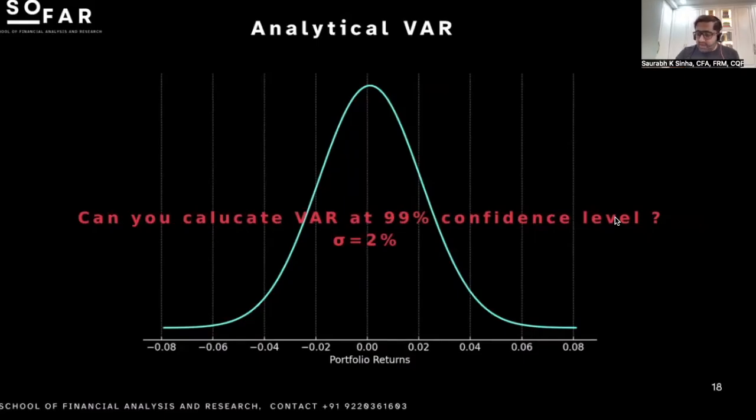So again, please calculate for 99% with the portfolio value of 100 million, and give me the two interpretations of VaR. Almost the same question. You have 1 minute.